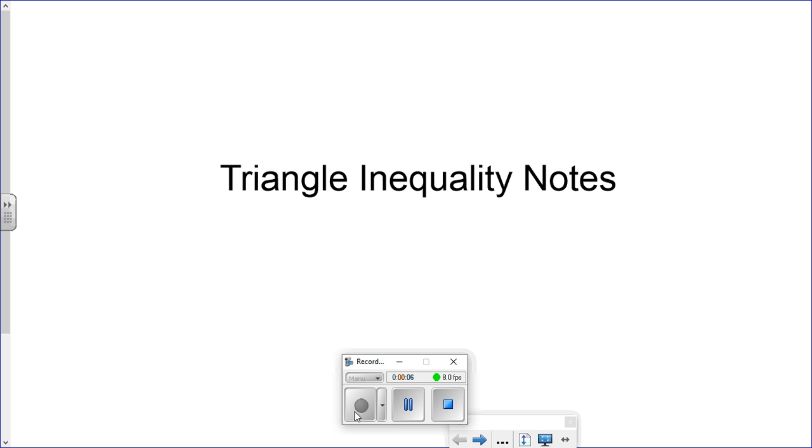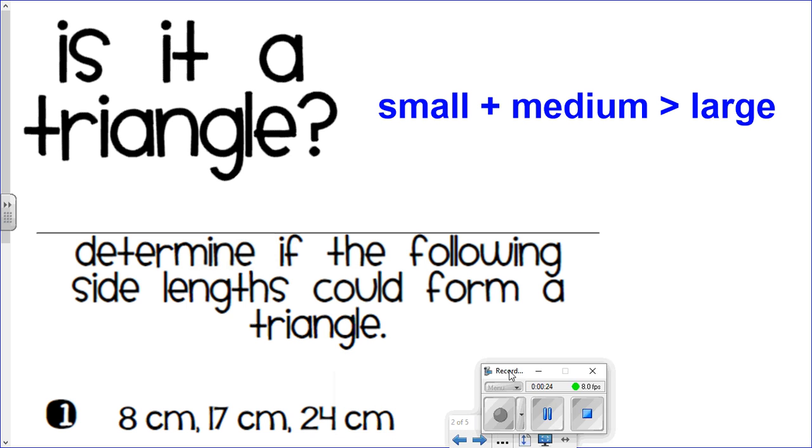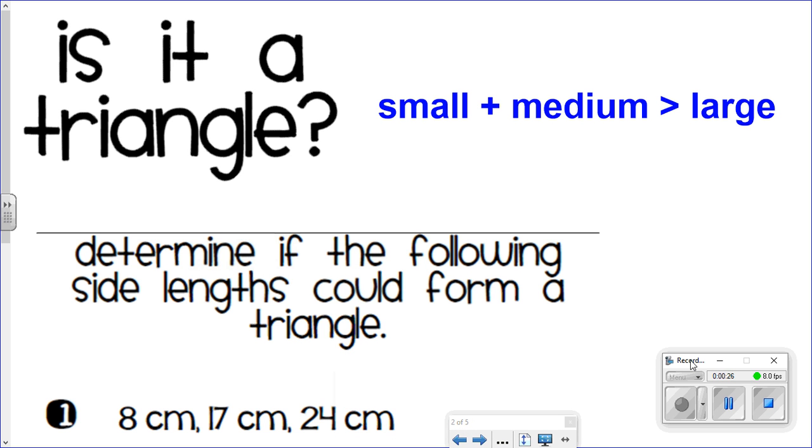So these are going to be your triangle inequality notes. Your foldable folds like a fortune teller, so just fold the corners down.